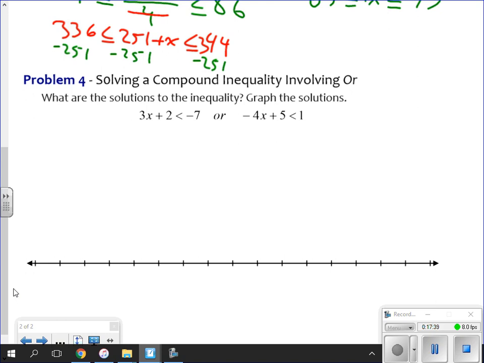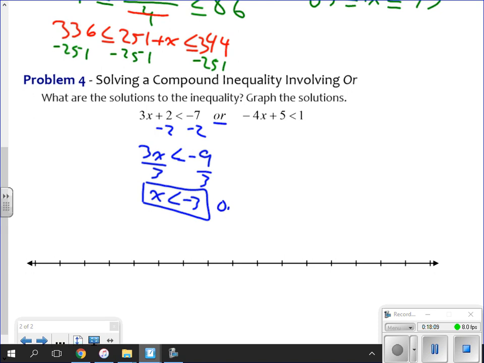So, I want to do this. What's my first step on the first equation over here? Subtract 2 from both sides. 3x is less than negative 9, and now I do what? Divide by 3. x is less than negative 3. So there's one part of my answer. It's not all of my answer, that's only half, because I have the or. So it's this or what I get from solving the other one.